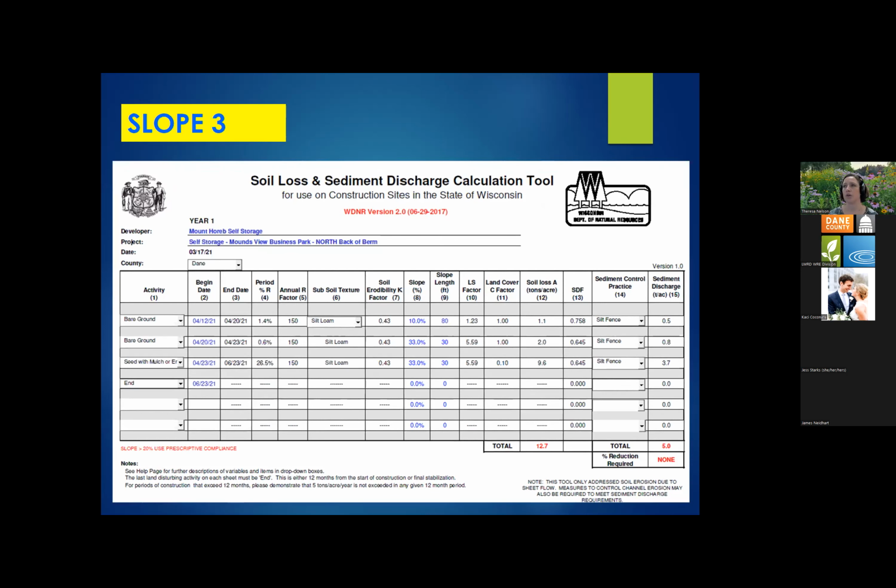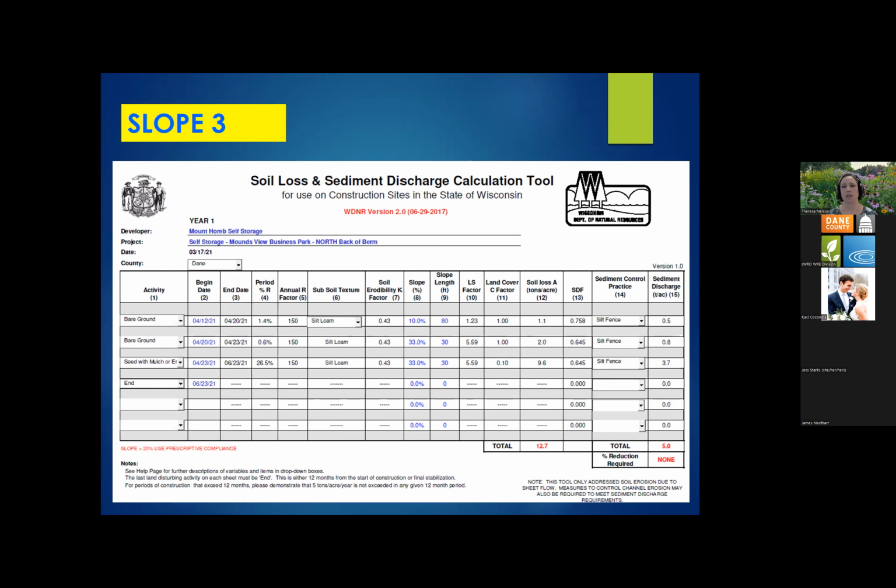Then the third slope, this is the one that's up where they're constructing those basins. And you can see that their second bare ground activity has that 33% slope. The back slope of those basins has a very steep slope. And you'll see that according to this calculation, they really could only allow that to be open for a few days. So this really shows the importance of looking at those steeper slopes. And sometimes it can control the management of certain locations.